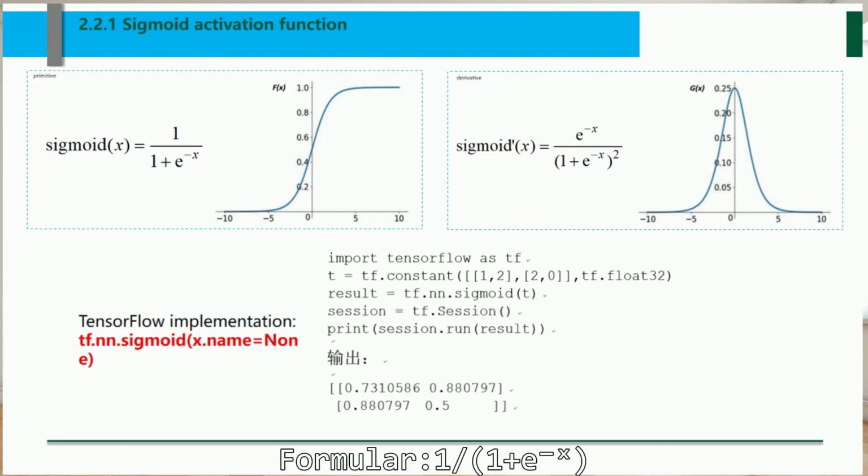Sigmoid formula: 1 over 1 plus e to the negative x, maps inputs to 0 to 1. TensorFlow code: tf.nn.sigmoid(x). For tensor 1, 2, 2, 0, output is roughly 0.73, 0.88, 0.88, 0.5.